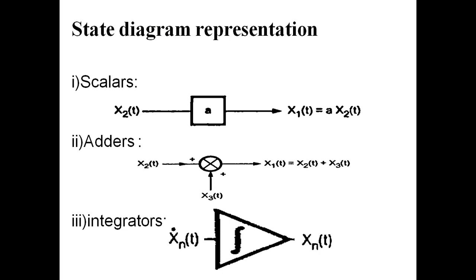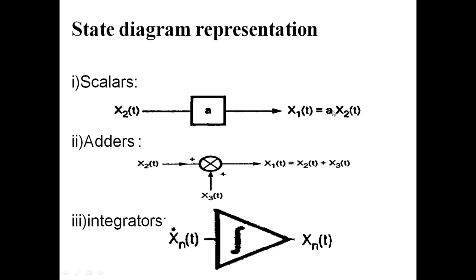So in order to represent a state model in a state diagram, we need mainly three elements. The first one is scalars, the second one is adders, and the third one is integrators. Scalar means if I apply an input, it should be multiplied by a scalar quantity. So here we have taken a, so the output is x1 of t, which is nothing but a into x2 of t. This is a scalar.